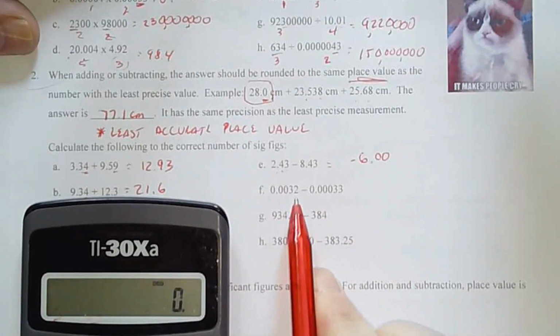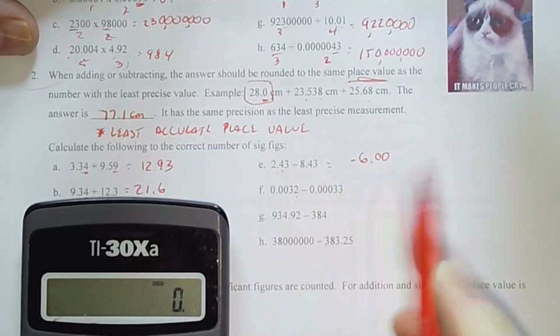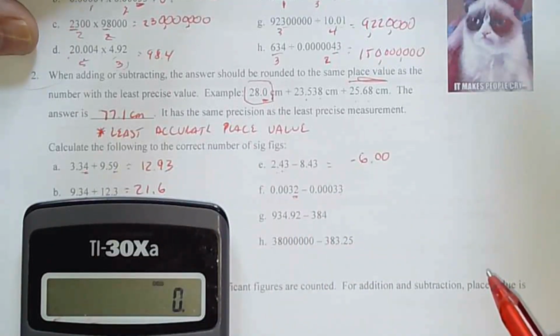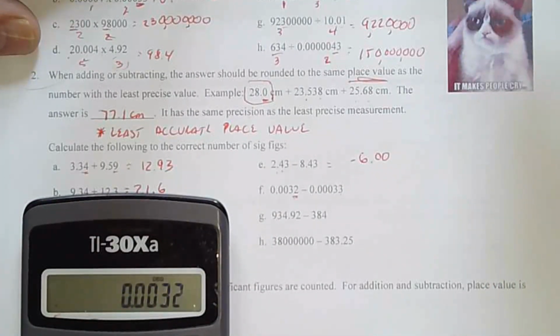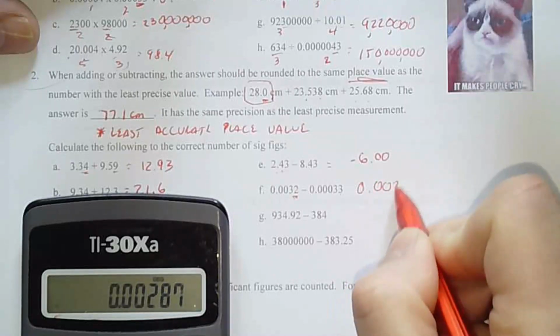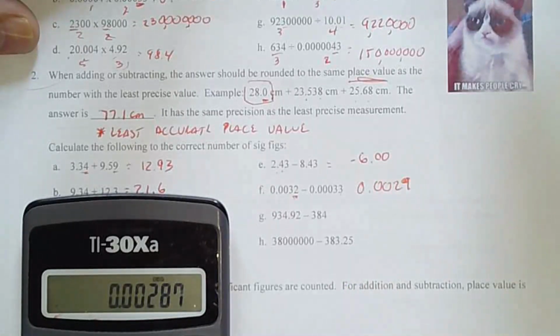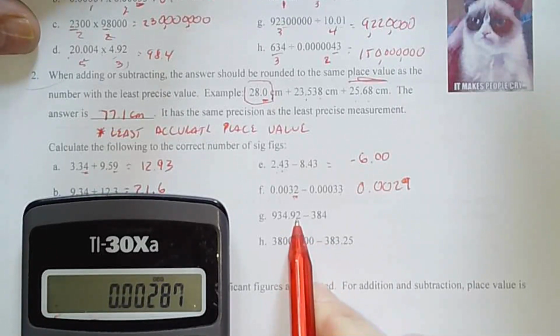Next one here, this is accurate to 4 decimal places. This one's accurate to 5. So the least accurate is 4. So we're going to have to round it to 4 decimal places. 0.0032 minus 0.00033. 4 decimal places, that would be the 8. So we look at the number behind it, it's a 7, so we're going to round that up to a 9. So 0.0029.